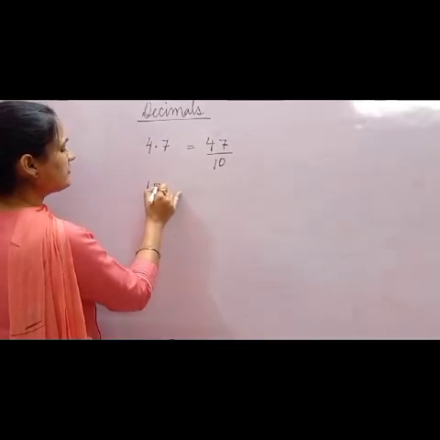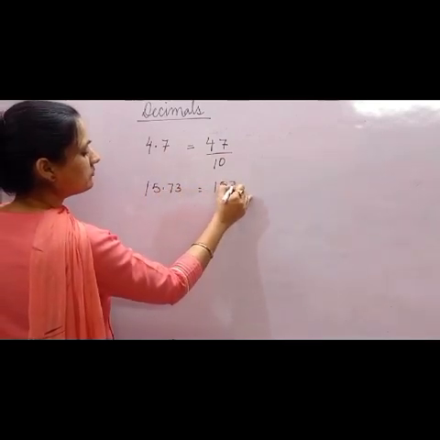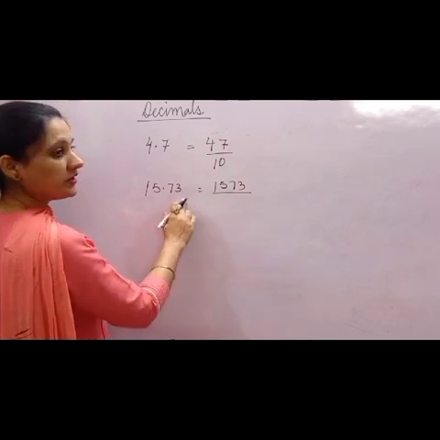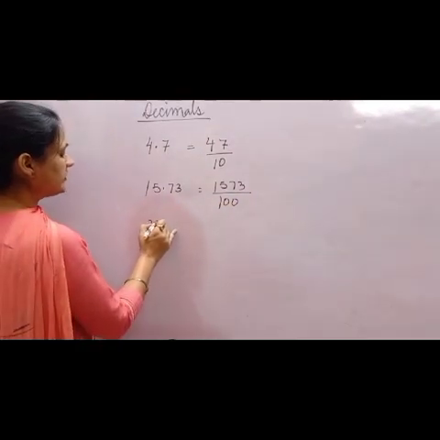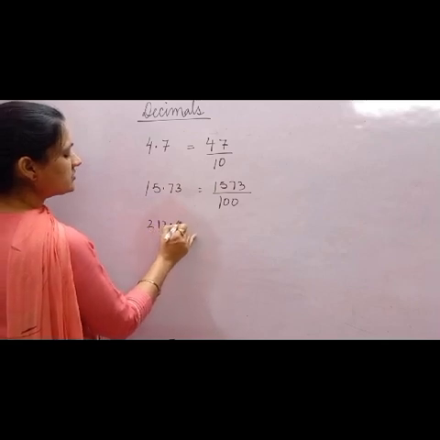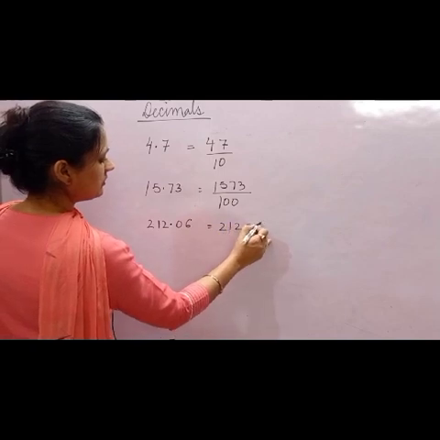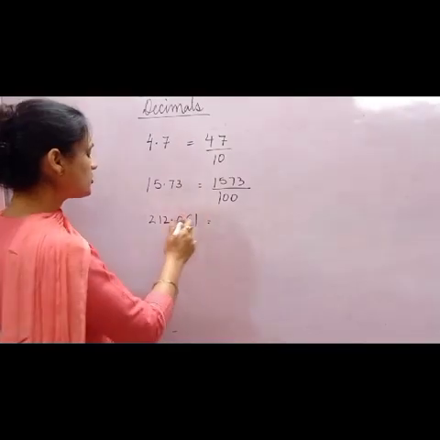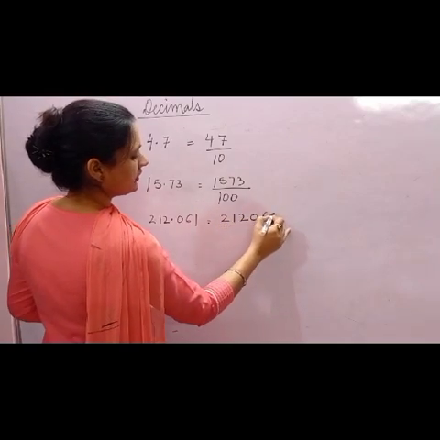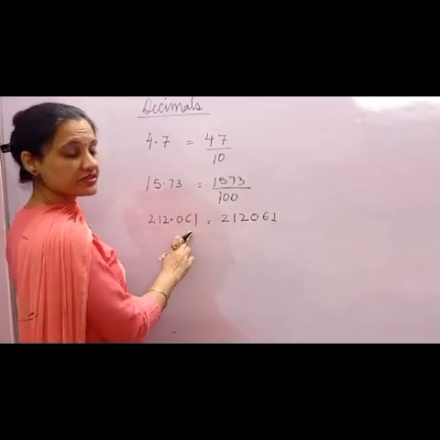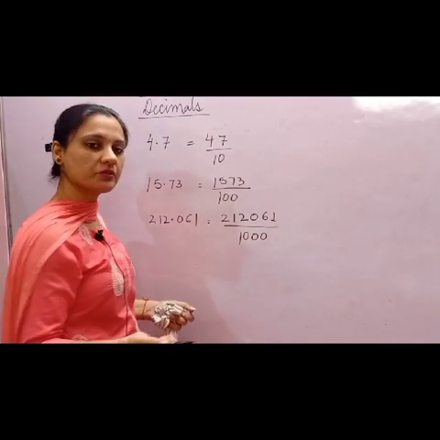Similarly, if it is given 15.73, we'll write down the whole number, and then after decimal, how many digits? 2. So 2 zeros. And for one more example, if it is written 212.06, then what will you write down? Again we'll write down the number, and then after decimal, how many digits are there? 3. So how many zeros? 3 zeros in the denominator.